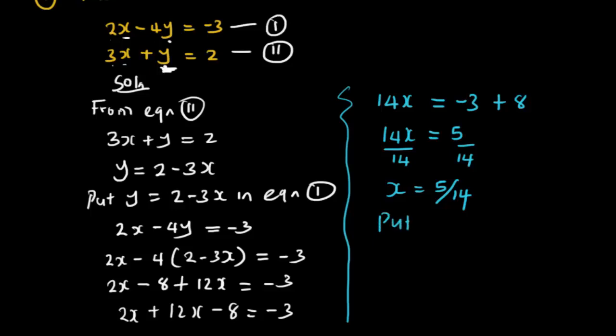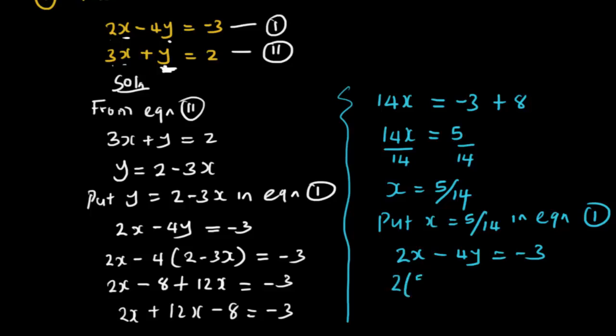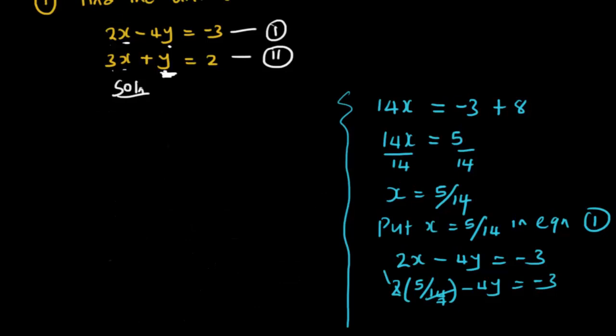So I put x equals 5 over 14 in either equation. I can put it in equation 1. So I'll write equation 1: 2x minus 4y equals minus 3. Anywhere I see x, I call it 5 over 14. So I'll have 2 into bracket 5 over 14 minus 4y equals minus 3. Now remember, bracket means times. So 2 here becomes 1, 14 here becomes 7. So I'm left with 5 over 7 minus 4y equals minus 3.